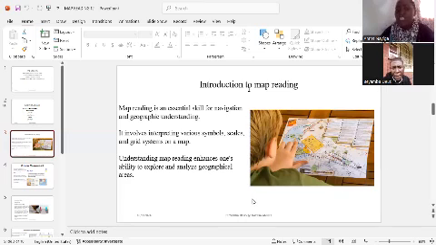So it involves interpreting various symbols. We are going to see so many. Remember, a map has so many symbols. It has scales and grid systems on a map. So after this lesson, understanding map reading will enhance our ability to explore and analyze geographical areas. Are we together? Yes, we are together.